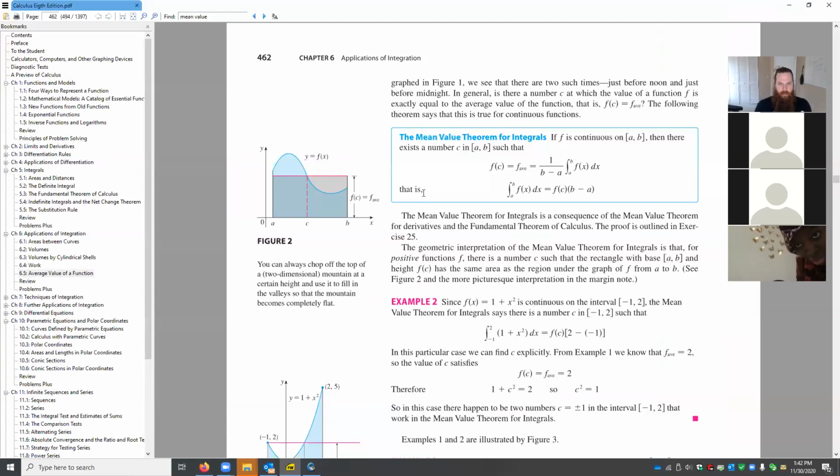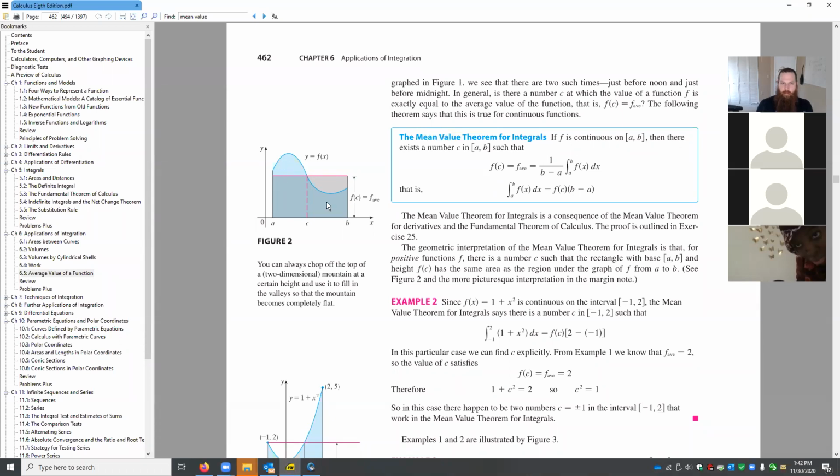The way the book discusses it, they say the geometric interpretation is that for positive functions, there is a number c such that the rectangle with base AB and height f of c is the same area as the region under the graph from A to B. So the dark shaded rectangle here is like our red rectangle. The dark shaded rectangle has the same area as the area under the blue function.